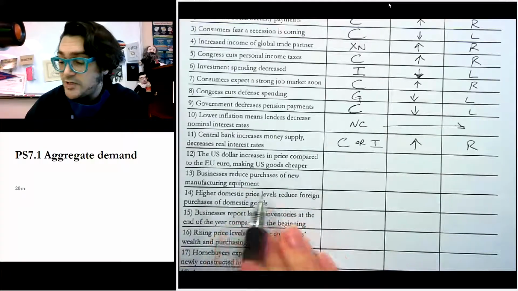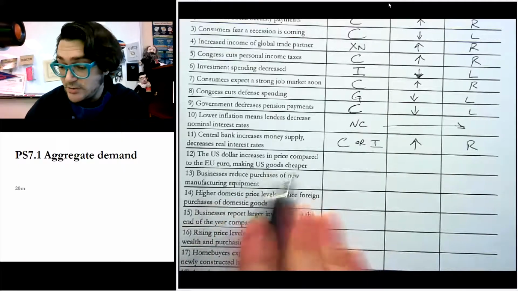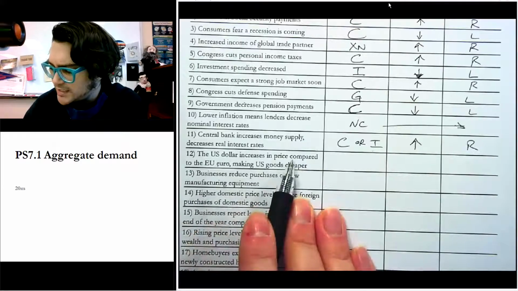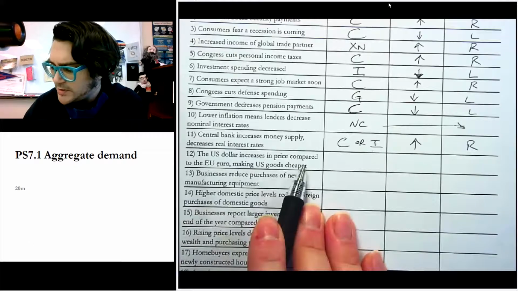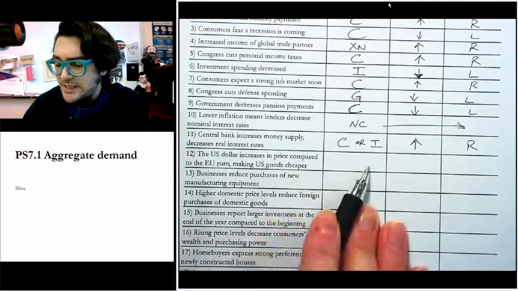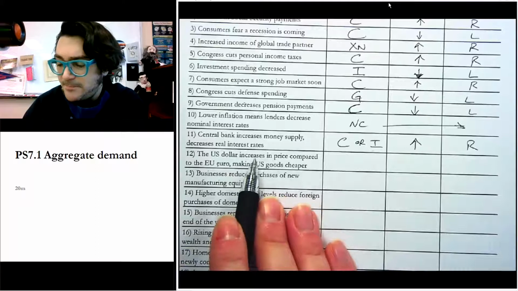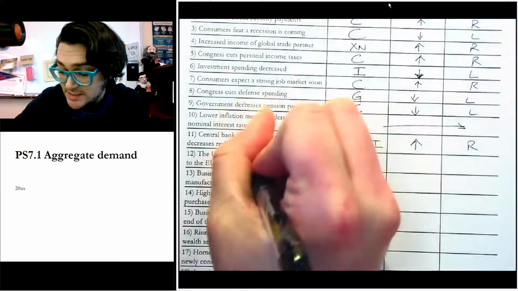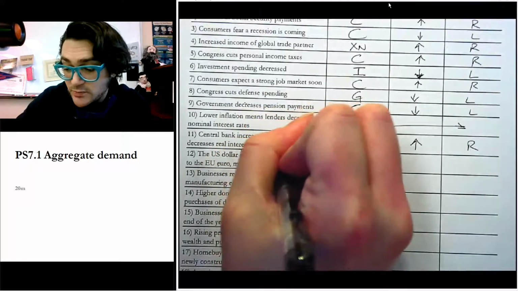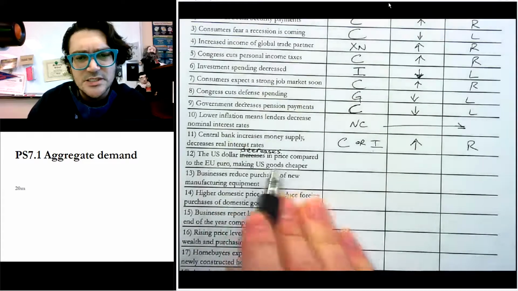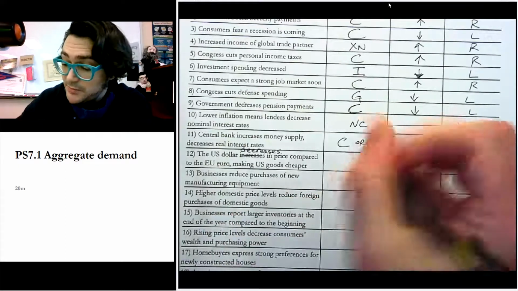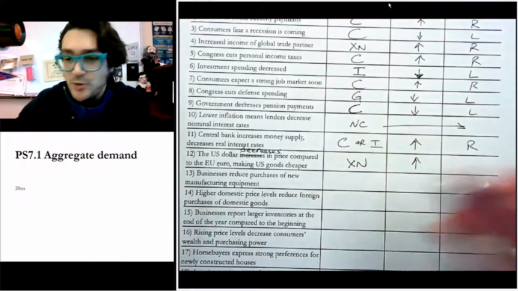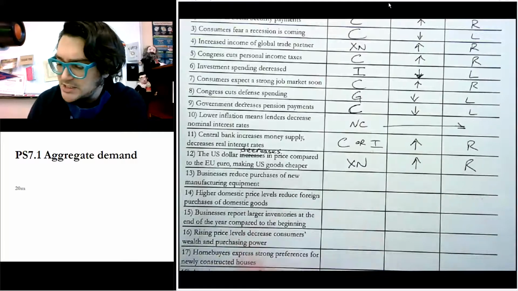The dollar increases in price compared to the euro, making U.S. goods cheaper, right? So this one, I'm reading this, and I think I've actually made a mistake here. This should say decreases in price, because the dollar decreasing in price would actually cause U.S. goods to be cheaper. So I made a mistake there. But this will affect net exports, and it would increase them because U.S. goods are now cheaper, and so it shifts to the right. So my apologies on that one.